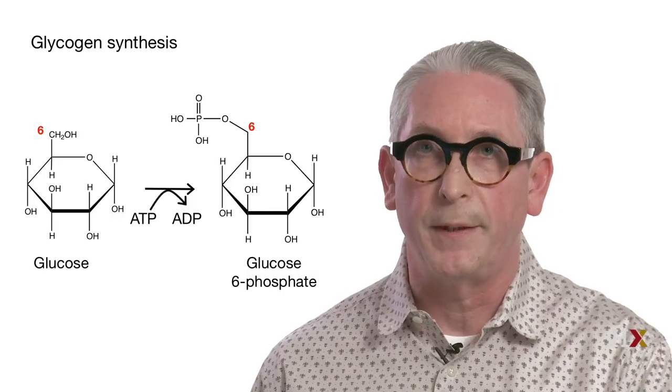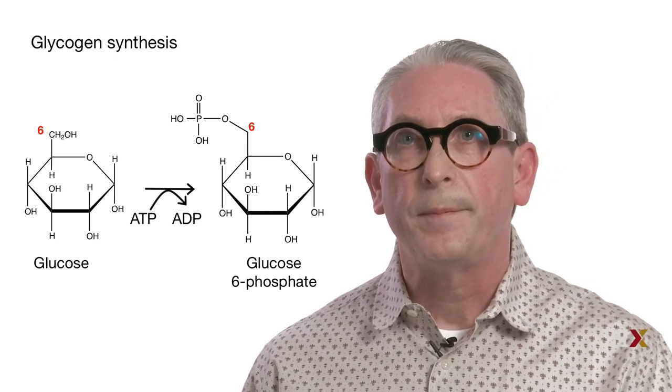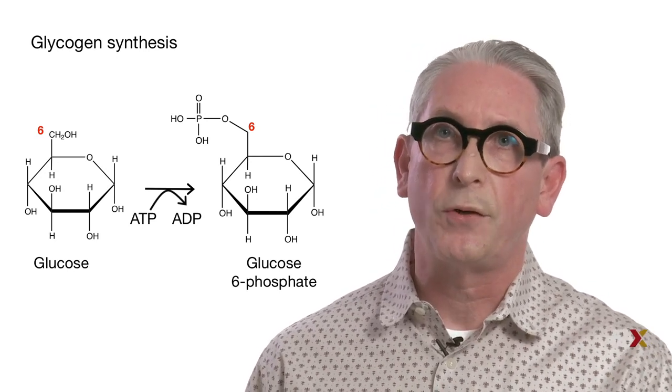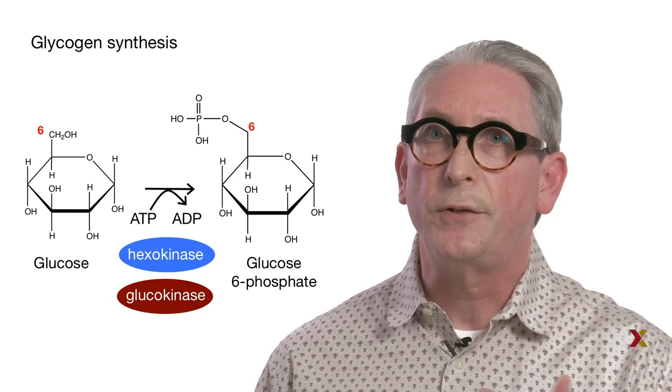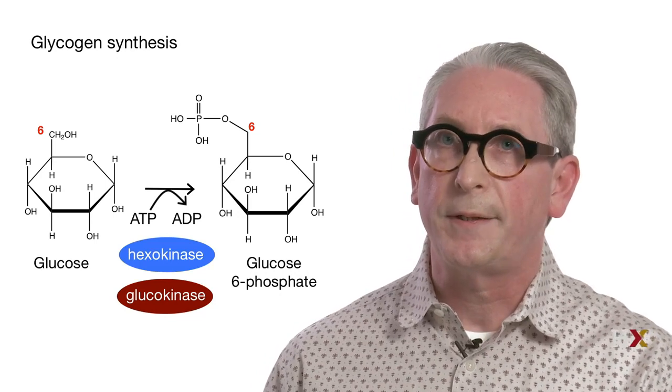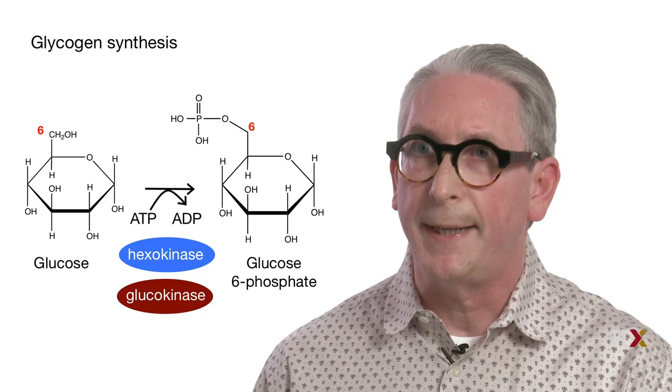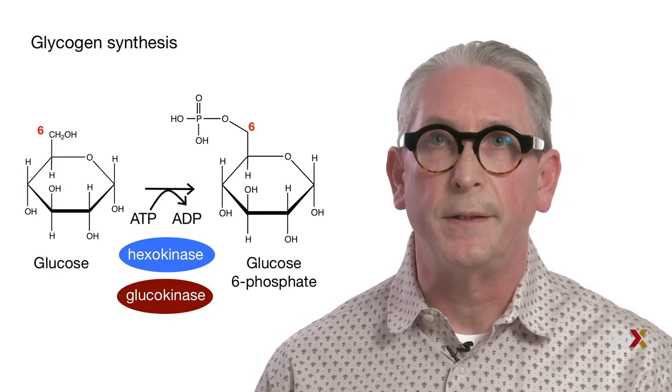So when there is a high concentration of glucose in the bloodstream, tissues like liver and muscle will transport glucose inside their cells. And glucose will be converted into glucose 6-phosphate. It will be phosphorylated. In liver, the enzyme that catalyzes this reaction is called glucokinase, and in muscle, it's called hexokinase. These two enzymes catalyze the same reaction, but have very different kinetics, as we'll see later in this course.